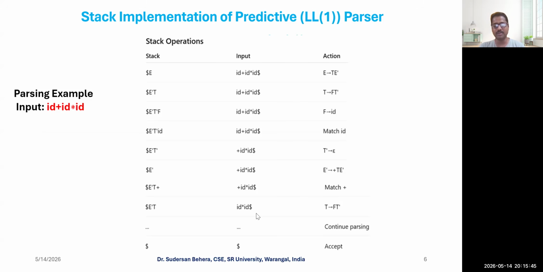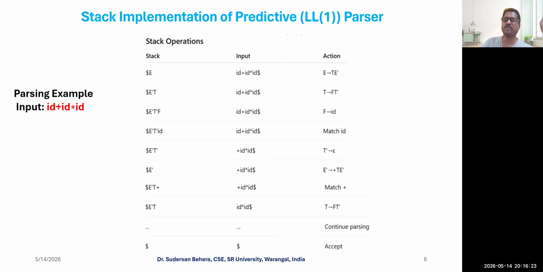Is F equal to ID? No. But is F a non-terminal? Yes. Does F have a production? Yes. What is the production? F derives ID. So ID is matched with this ID. ID match. Then the top of the stack will be removed, and the reading of ID will be skipped. The next terminal symbol has to be read. That is the star, into. Okay. In that way, the parser will continue.